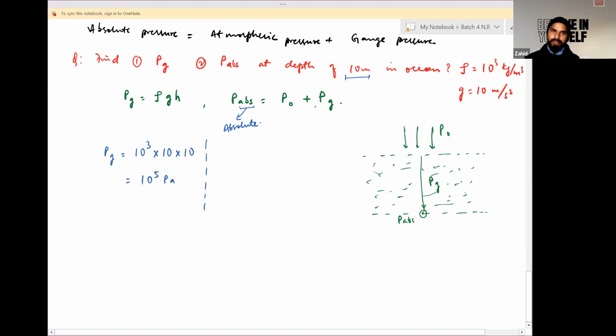Now, if you put the values, absolute pressure equals atmospheric pressure, which is 1.013 into 10 to the power 5, plus gauge pressure, that is 10 to the power 5. If you take out 10 to the power 5 as common, you are left with 1.013 plus 1. So it will be 2.013 into 10 to the power 5 Pascal.